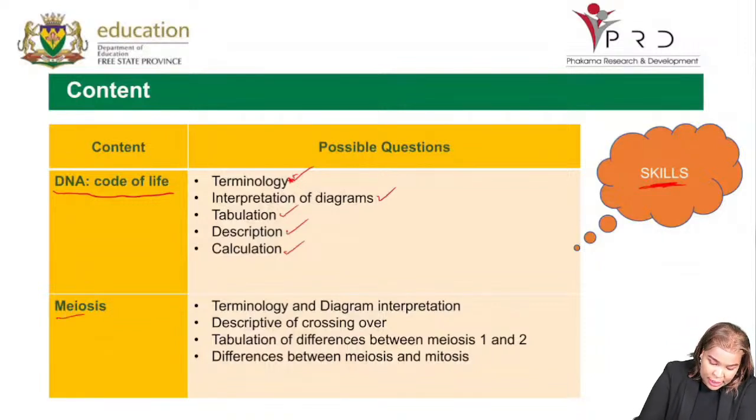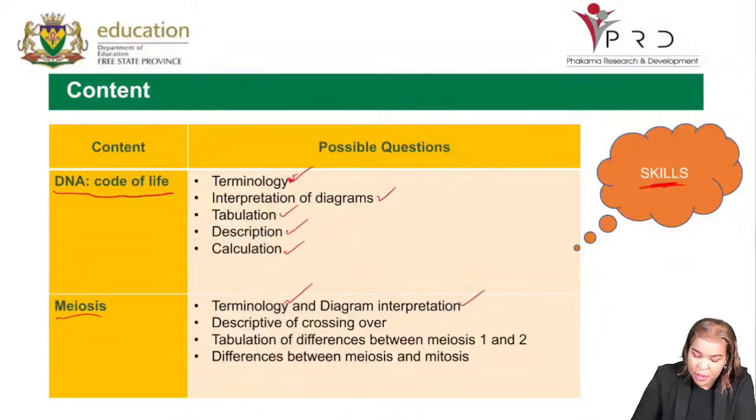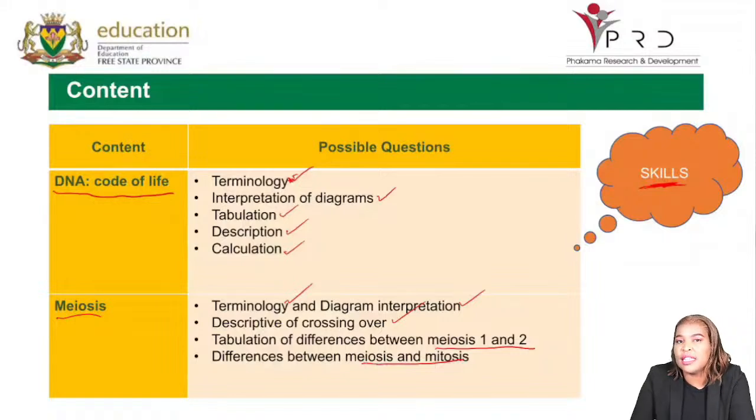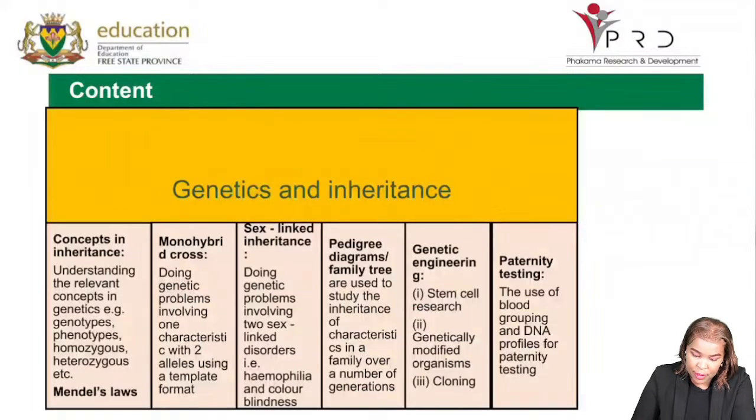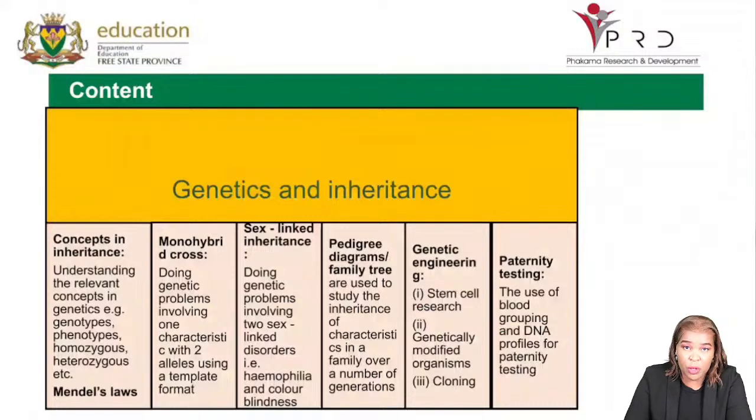And then for meiosis, same, you can expect terminology, diagram interpretation, description of crossing over, tabulation and differences between meiosis 1 and meiosis 2, the differences between meiosis and mitosis. So those are the things that you can expect from the topic meiosis. Then the last topic that you're going to do is genetics and inheritance. It is quite a big one. I think you saw that on your paper. This is going to amount to 76 marks.